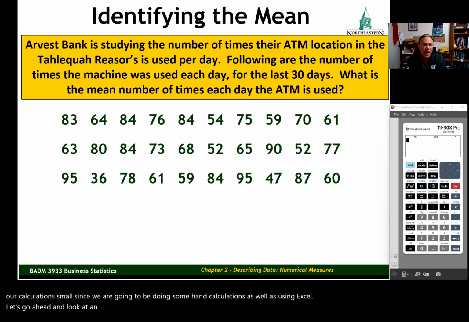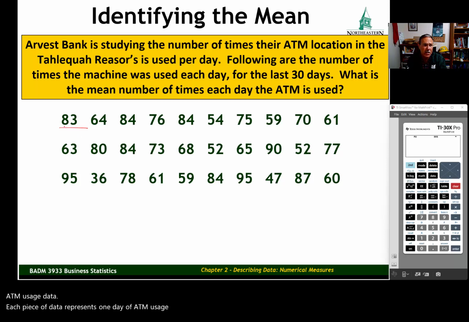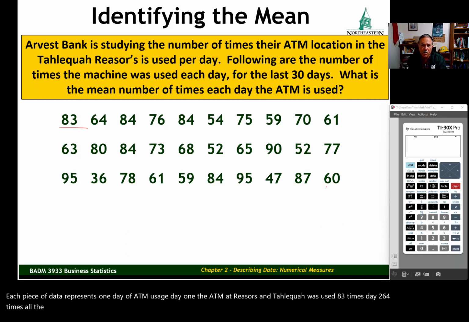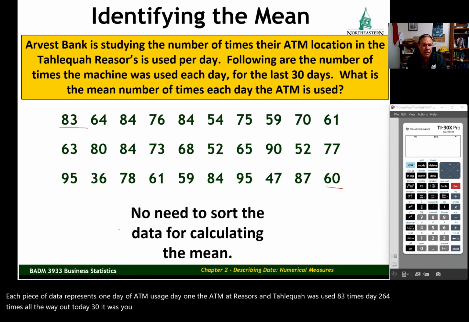In this example, we have ATM usage data. Each piece of data represents one day of ATM usage. Day 1, the ATM at Reesers in Tahlequah was used 83 times. Day 2, 64 times. All the way out to day 30, it was used 60 times.